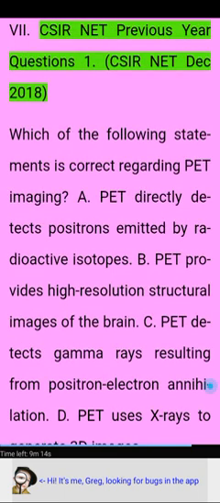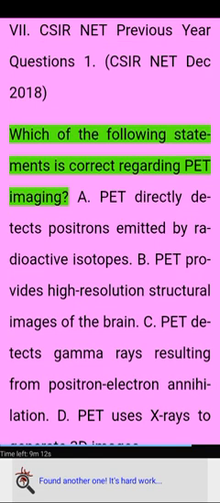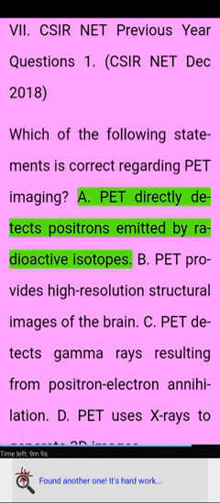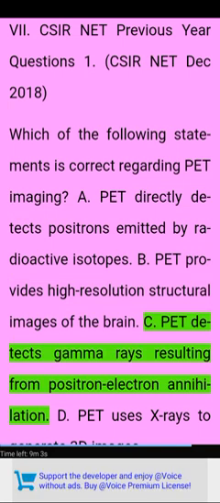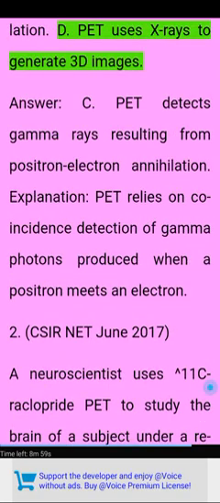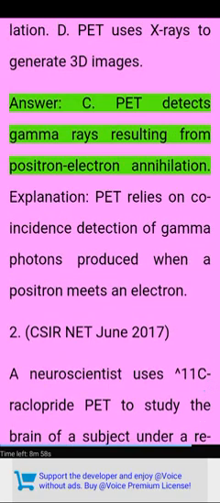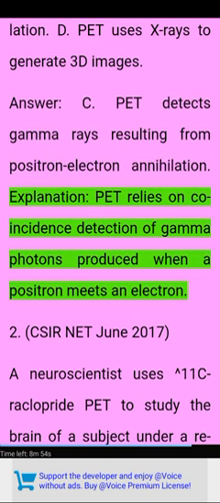7. CSIR NET Previous Year Questions. 1. CSIR NET December 2018. Which of the following statements is correct regarding PET imaging? A. PET directly detects positrons emitted by radioactive isotopes. B. PET provides high-resolution structural images of the brain. C. PET detects gamma rays resulting from positron-electron annihilation. D. PET uses X-rays to generate 3D images. Answer: C. PET detects gamma rays resulting from positron-electron annihilation. Explanation: PET relies on coincidence detection of gamma photons produced when a positron meets an electron.